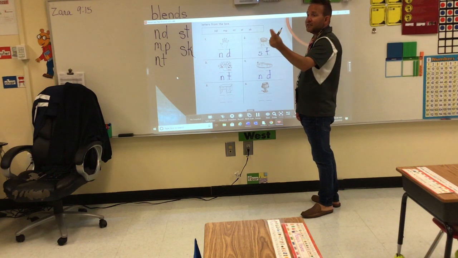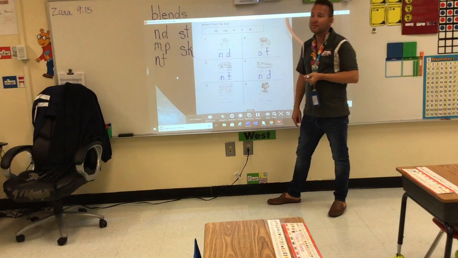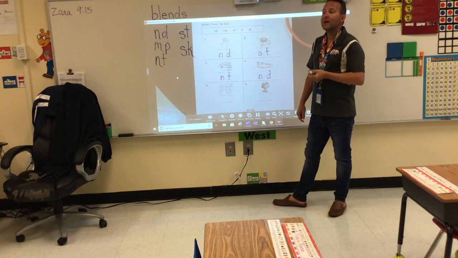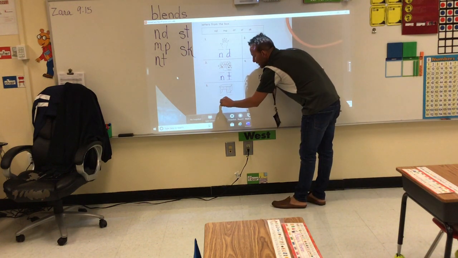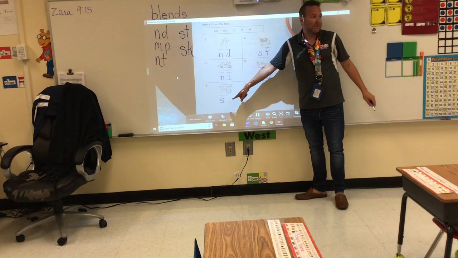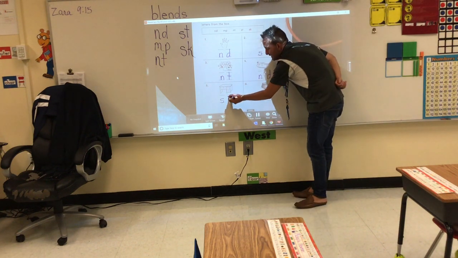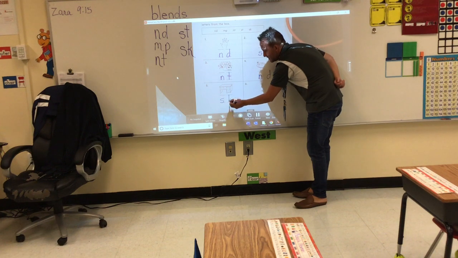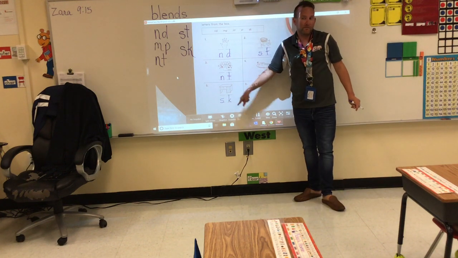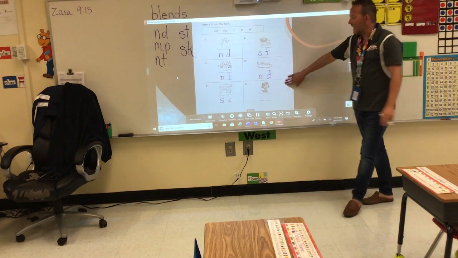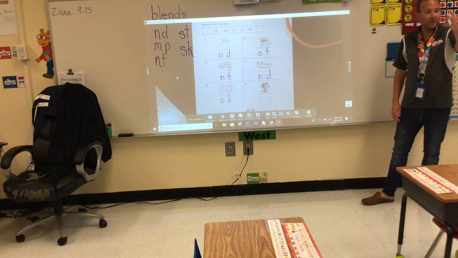What are the last 2? What's the blend in desk at the end? S-K, thank you. So little s, make sure it's little. The K is a big line down, and then your slants do not go above your dotted line. Desk. And the last one, number 6, what is this a picture of?